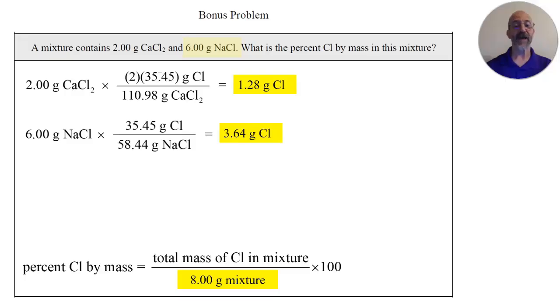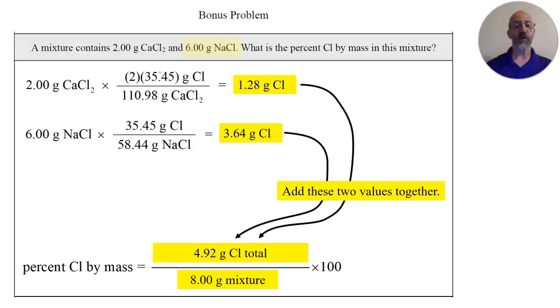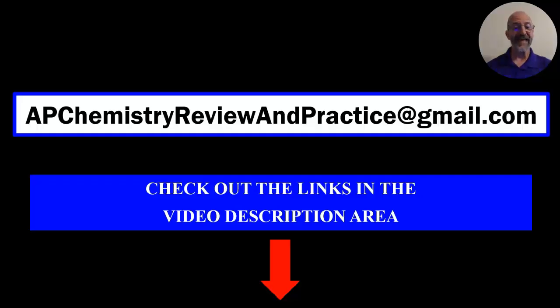So as I said earlier, we have to add these values together. So 1.28 plus 3.64 equals 4.92. Now we're almost done. The percent chlorine by mass in this mixture would be 4.92 grams of chlorine total, divided by the mass of the mixture, which is 8 grams, and then times 100. So when I do that math, I get 61.5% chlorine by mass. So now you've seen a good example of a pure substance, which is topic 1.3, and a mixture, which is topic 1.4. So now we have come to the end of this lesson.